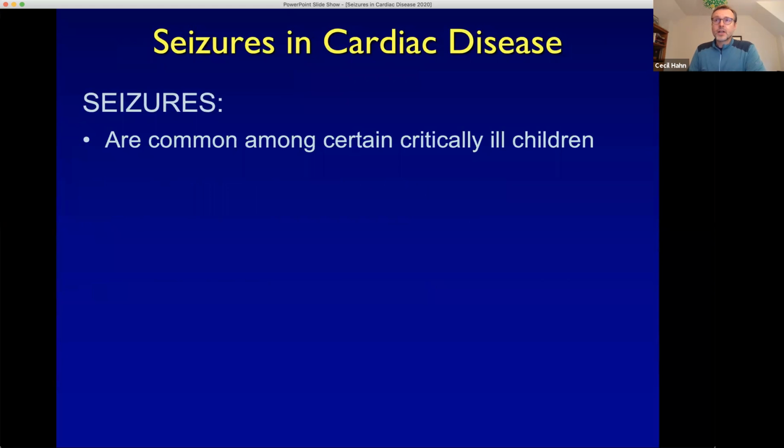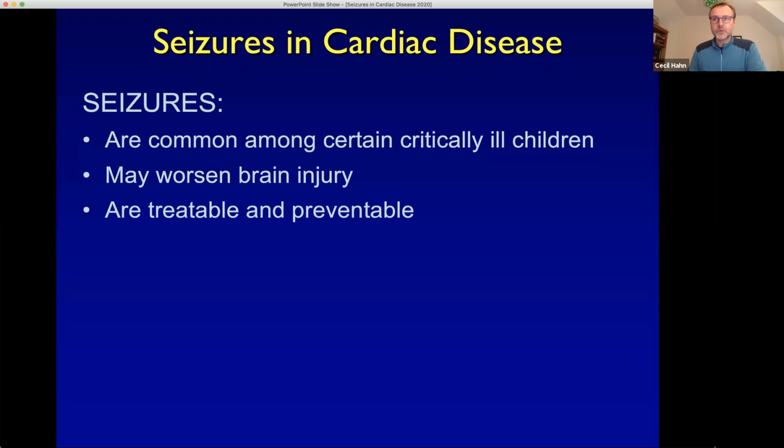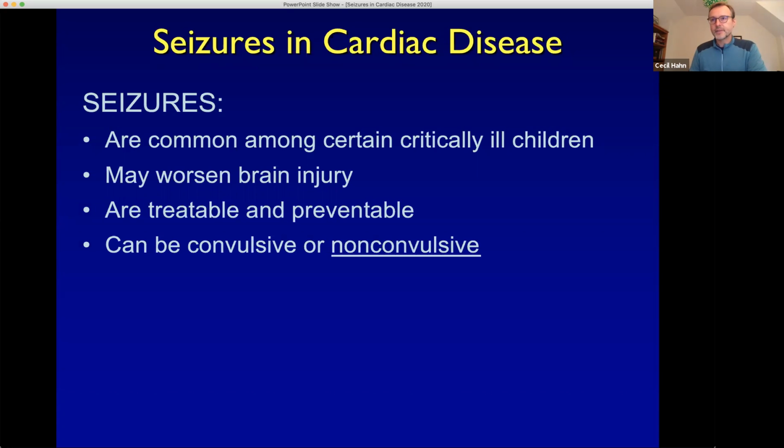So seizures are common among certain critically ill children. We'll talk about which ones are at risk. They may actually contribute to brain injury. And this is somewhat controversial, but we think that prolonged seizures certainly are not good for the brain, and they might actually be making underlying brain injury worse. Importantly, seizures are treatable and preventable, so we can easily stop most seizures with medications.